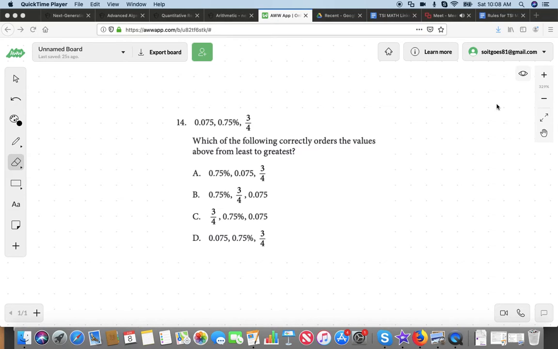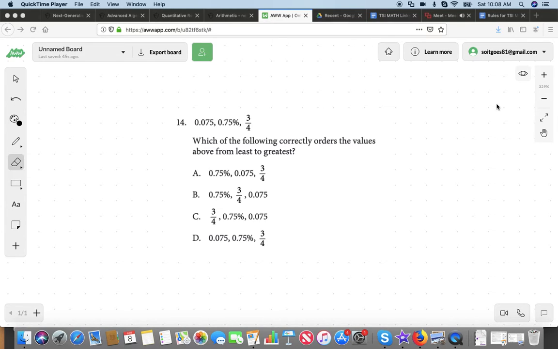So, Jackson, I would love you to read question number 14 for me, please, loud and proud. And we'll approach it logically here. Go ahead, read the question. All right. Which of the following correctly orders the values above from least to greatest? From least to greatest. We got to know what the smallest is, and then we got to know what the biggest is. Interesting. Okay.